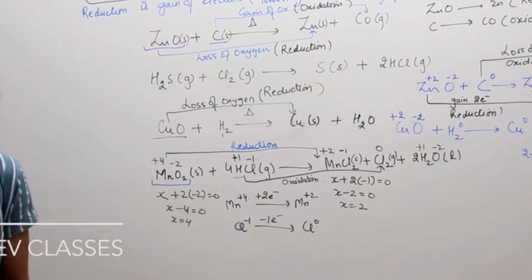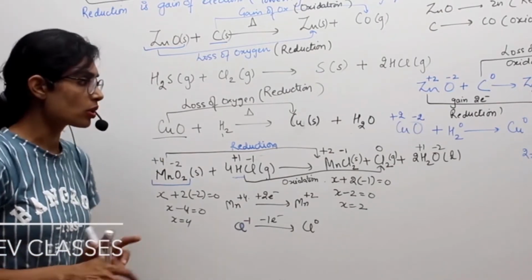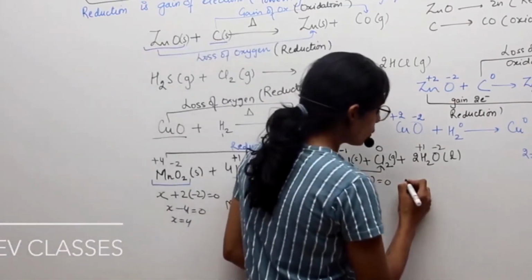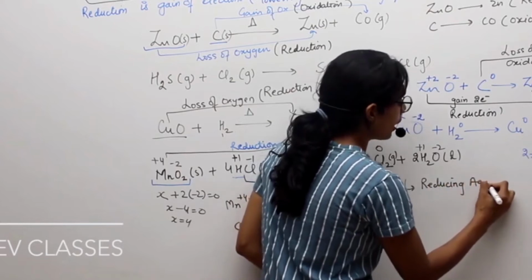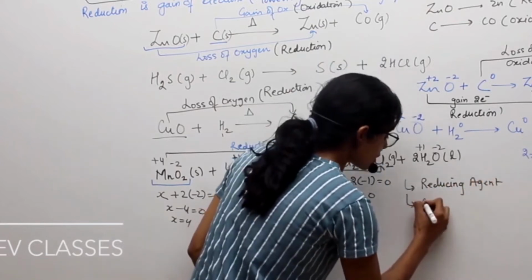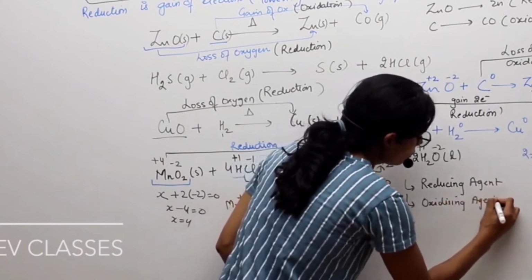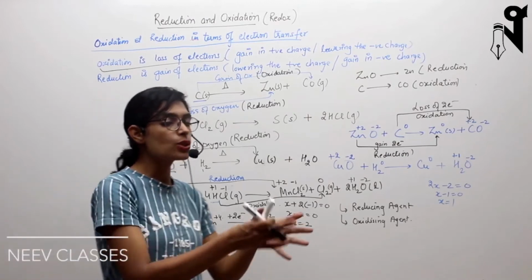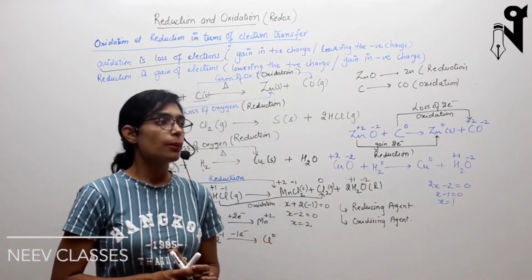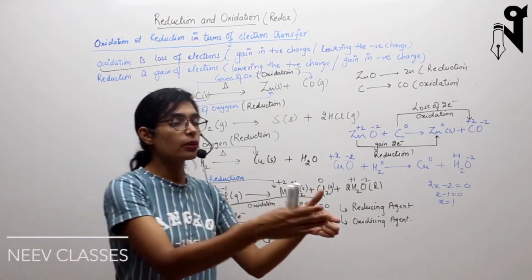Now I'll tell you the two basic terminologies along with this reduction and oxidation. This is nearly everything with respect to reduction and oxidation. We have to understand two different terms. One is reducing agent and another is oxidizing agent. So what is an agent? First of all, you should know at least the literal meaning of agent. An agent is the one which helps in doing something, or which basically leads to a particular result.